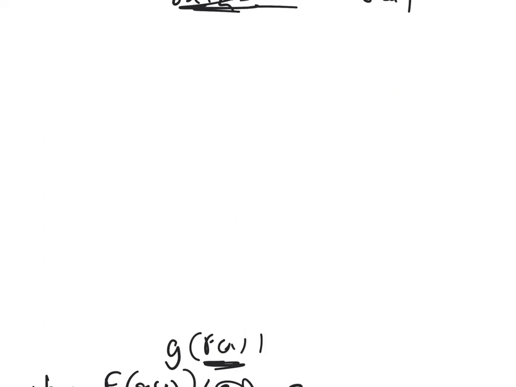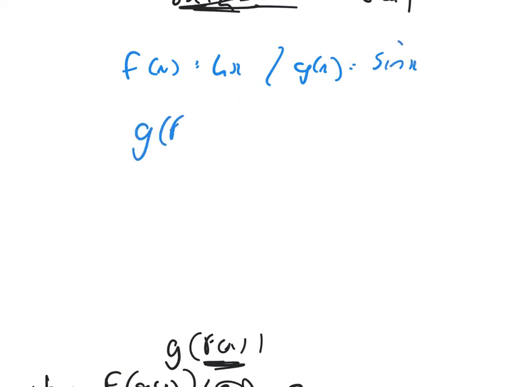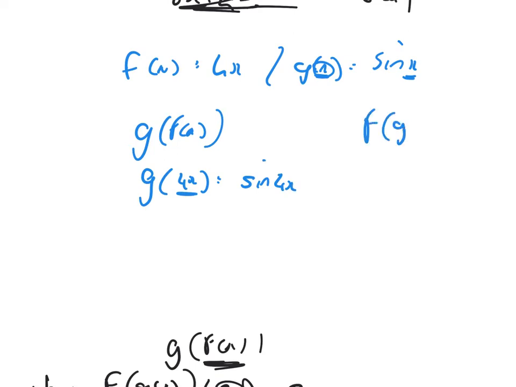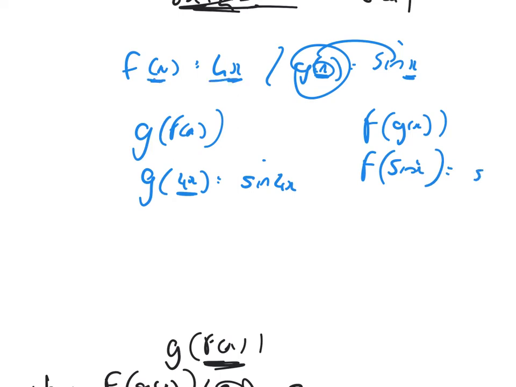Okay, let's try another couple. So, f of x equals 4x and g of x equals sin x. Okay, so g of f of x, g of 4x. The g function is the sine of whatever's inside the bracket, so it's the sine of 4x. For f of g of x, g of x is sine x, and the f function is whatever's in the bracket, you write it down and multiply by 4, so 4 sine x.